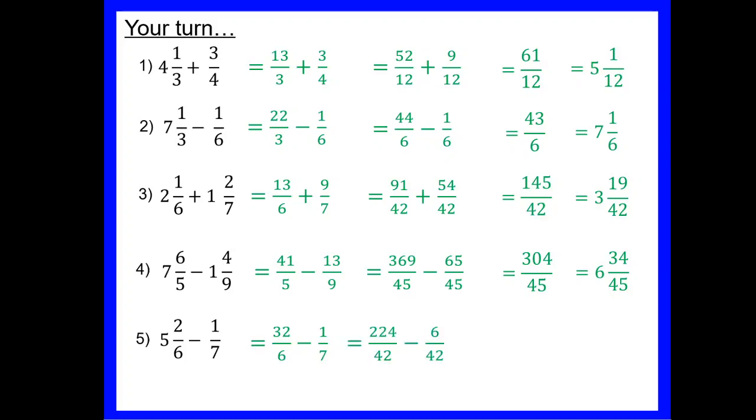Our common denominator for 6 and 7 is 42, so 224 over 42 minus 6 over 42, which gives us 218 over 42, which we can simplify. If we half both of them, we get 109 over 21, and then change to a mixed number, we get 5 and 4 over 21.